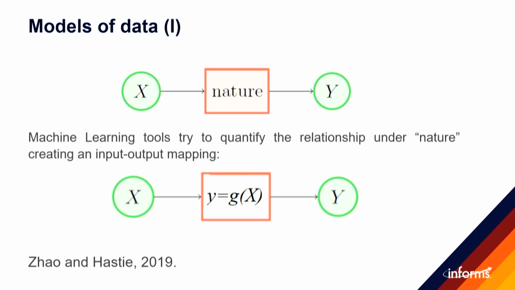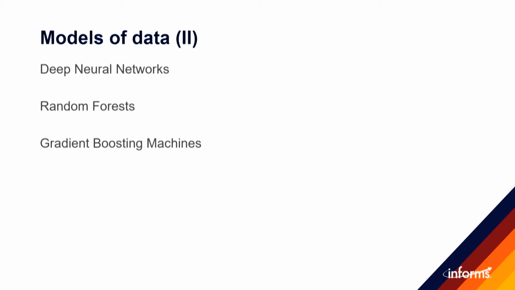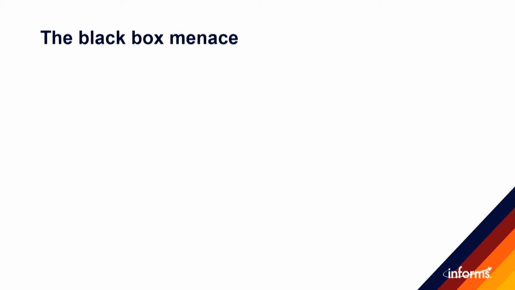The only point is that for G, we do not necessarily use our intuition about the phenomenon. We take it from, say, a set of predetermined functions. So models of data are deep neural networks, random forests, gradient boosting machines, say any other name. Even linear regression can be seen as a model of data, right? Because there is no theory, but you try to have a form that fits the data that you have.